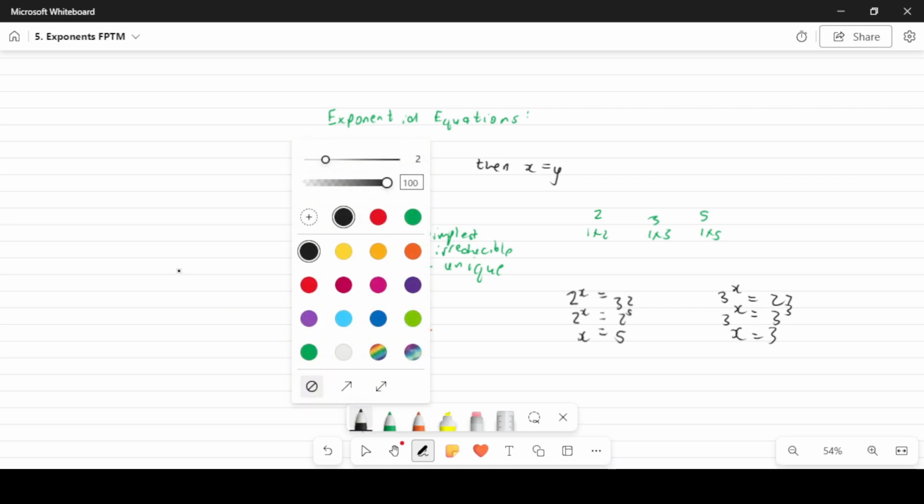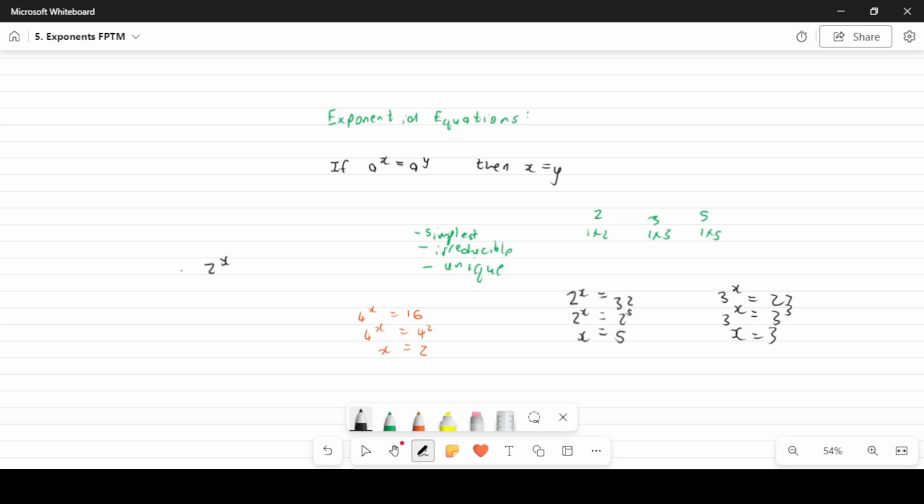Right? So let's say we were given another example. Let's say we were given 2 to the x times 3 to the y is equal to 2 to the power 5 times 3 to the power 3. Then what we can conclude is that x is equal to 5, right? And y is equal to 3.